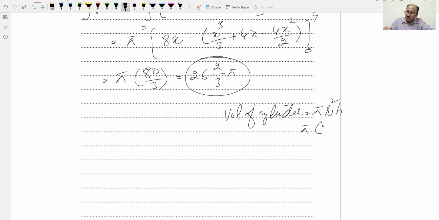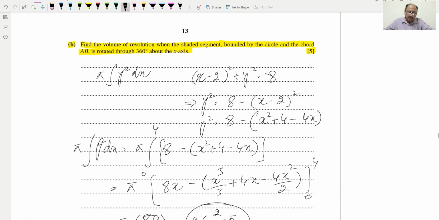So r is 2, so pi into 2 squared into h is 4, and this will be equal to 4 into 4, which is 16. So 16 pi will be the volume of the cylinder. So the volume of this one, rotated through this.